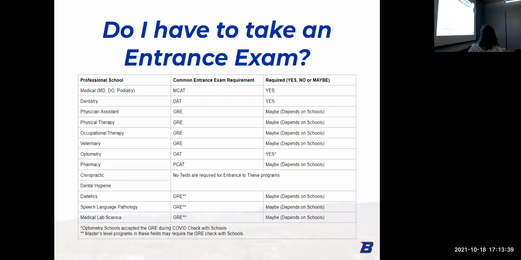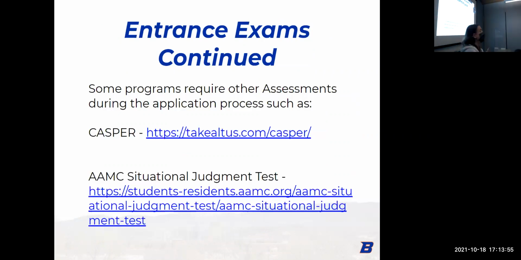It says, okay, if you are applying to medical school, you're going to take the MCAT. There isn't anything around it. That's what you're going to do. If you're going to dental school, you're going to take the DAT. If you're going to optometry school, you're going to take the OAT. So, some other things to be thinking about.